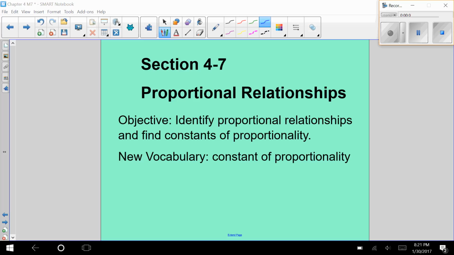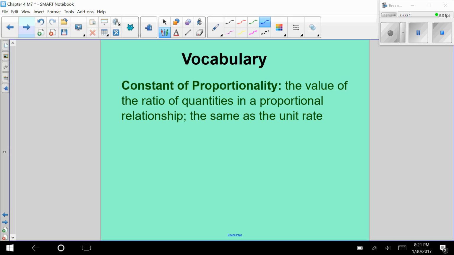This is section 4.7, proportional relationships. Our objective today is to identify proportional relationships and find constants of proportionality. Let's start with our vocab. The constant of proportionality is the value of the ratio of quantities in a proportional relationship. So basically this is just the unit rate.